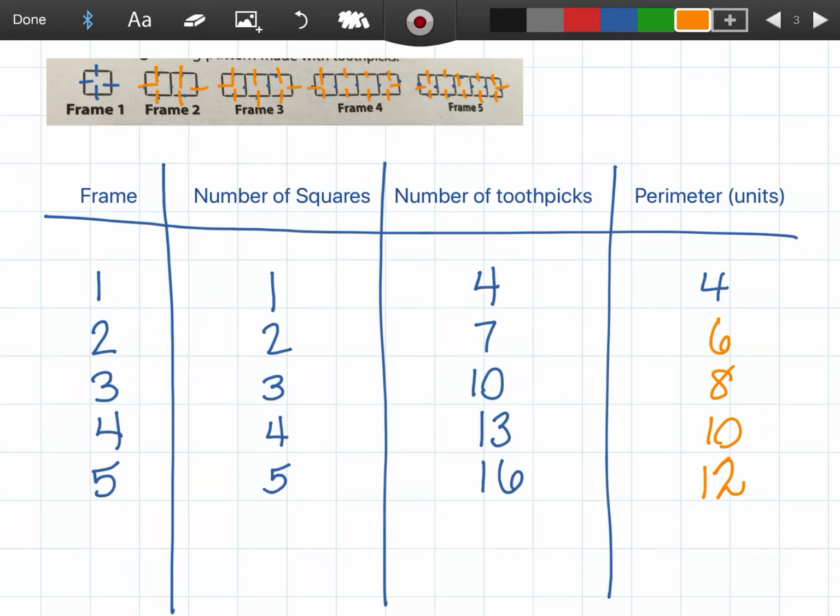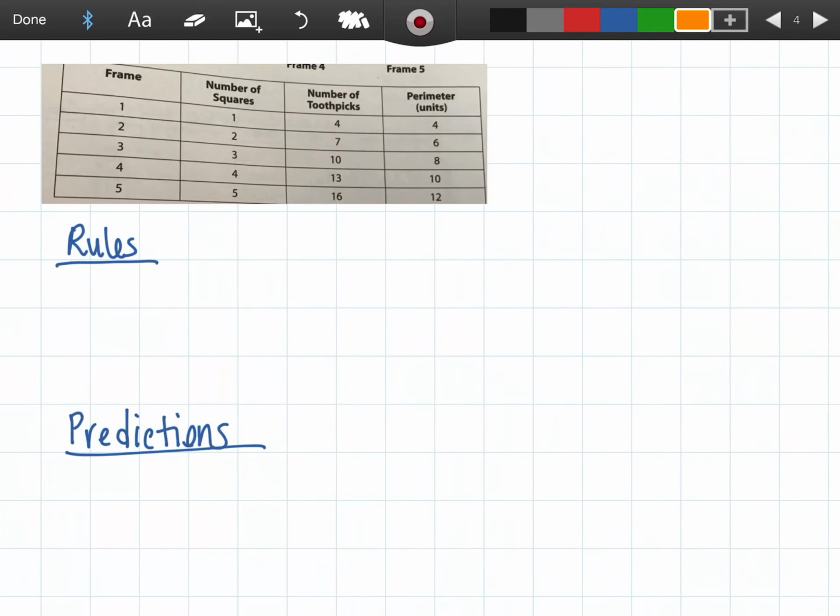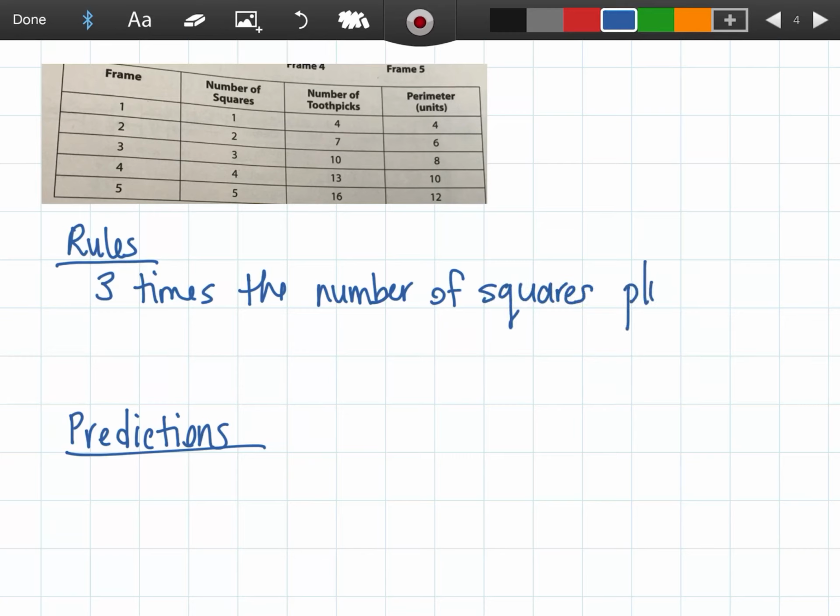So there we go. We've broken it down and now we can start looking at patterns. Here's the table in smaller form so that we can start looking for some pattern rules. We can see that the number of toothpicks is 3 times the number of squares, plus 1. That's kind of not a pattern rule, but just the rule of thumb, how it's growing here. If we look at frame 3, take the 3 squares, and multiply by 3, that's 3 times the number of squares, which equals 9. We add 1. There we go. That gives us the number of toothpicks.